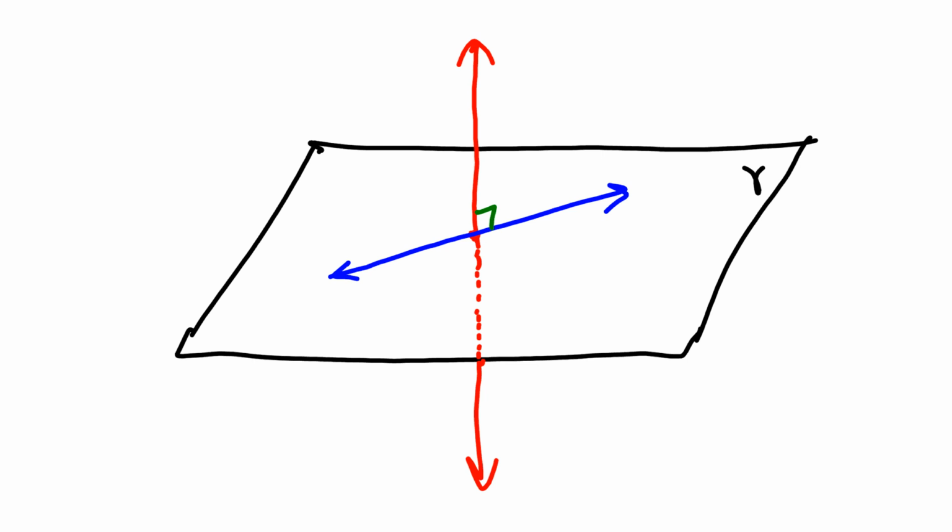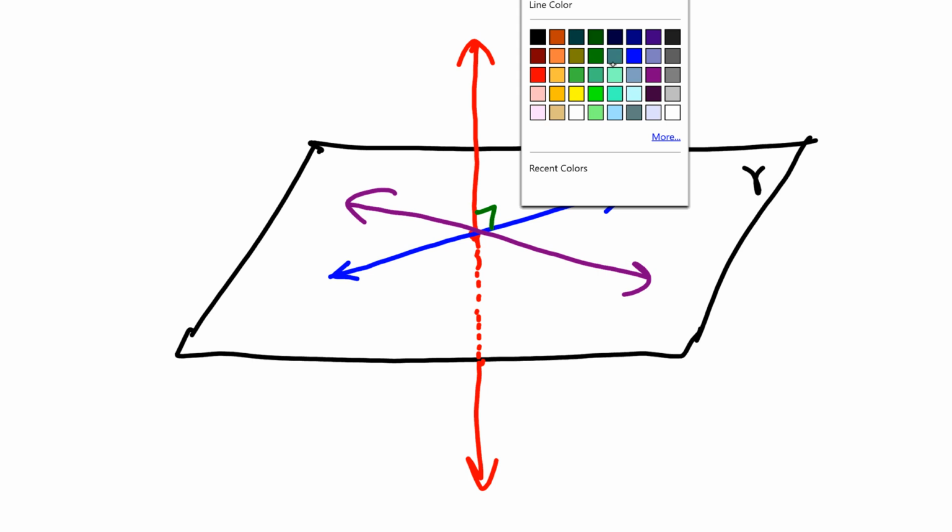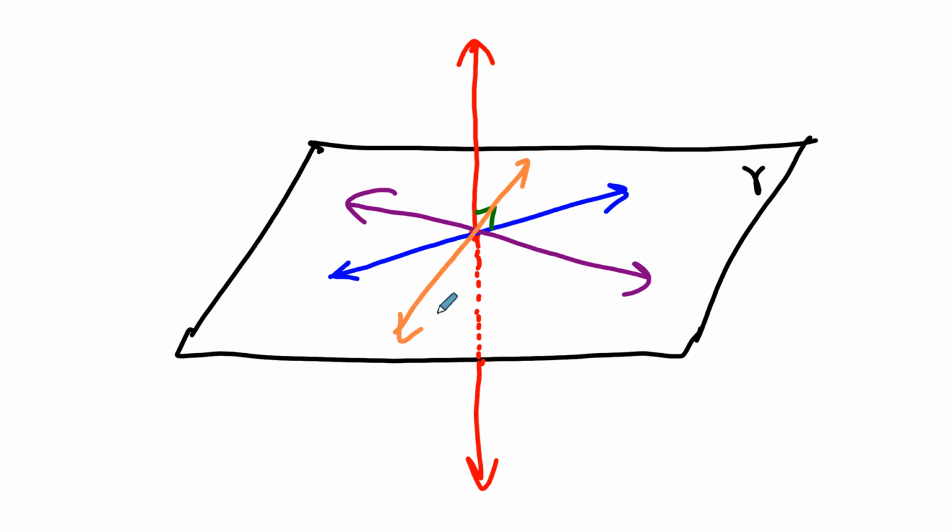A line is perpendicular to a plane if at the intersection point of the line and the plane, a line in the plane that intersects that line does so at a right angle. And it doesn't have to be the blue line. It can be this purple line. It can be this orange line. It doesn't matter. Every line passing through that intersection point that lives in plane gamma comes together at a right angle with the red line. All of them come together at right angles. That's the way.